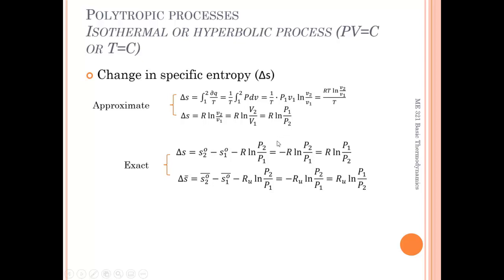Now the exact solution for the change in specific entropy is just the same as the approximate solution. The reason for this is that the final and initial S0 values are just equal since both of them are evaluated at the same temperature. So the difference of the two S0 values is just equal to 0, and we will therefore be left with this formula.